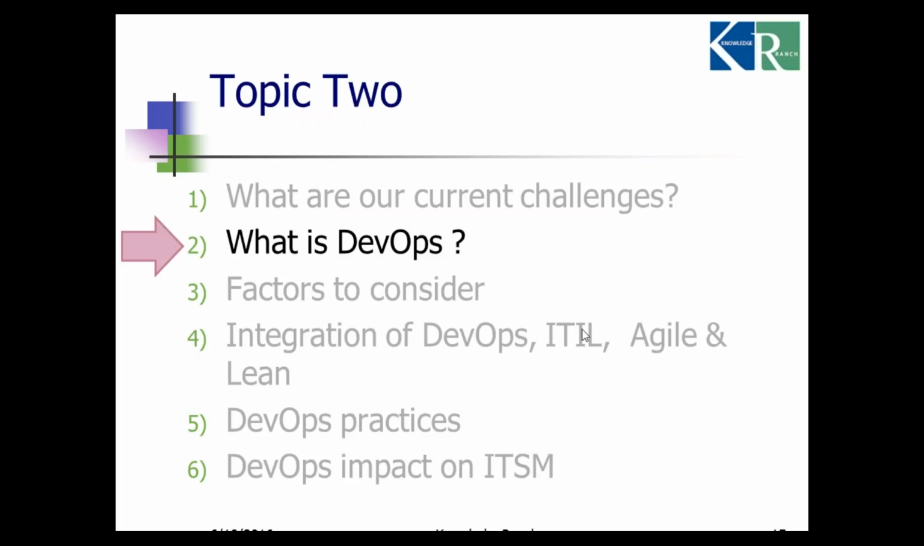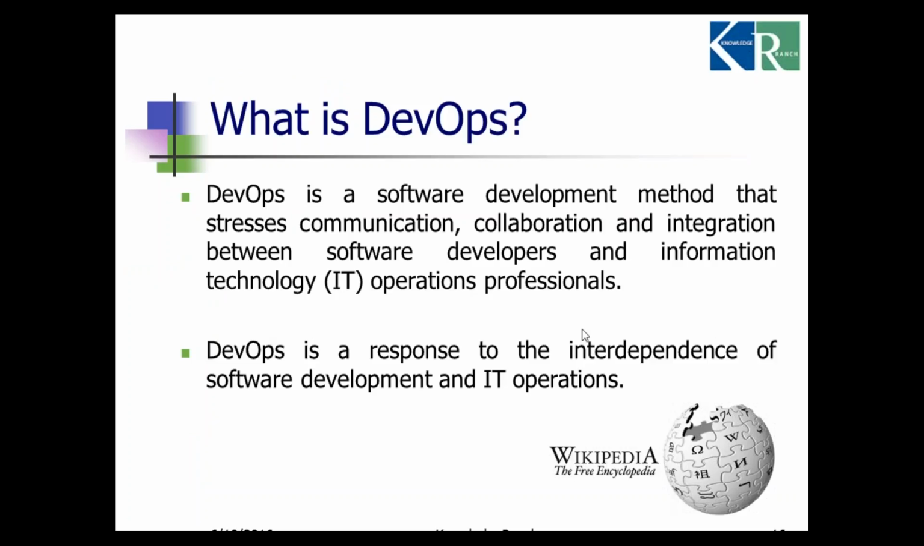Okay, so what is DevOps? This is how Wikipedia would define DevOps, and I want you to pay attention to certain keywords. DevOps is a software development method that stresses communication, collaboration, and integration between software developers and information technology operation professionals.